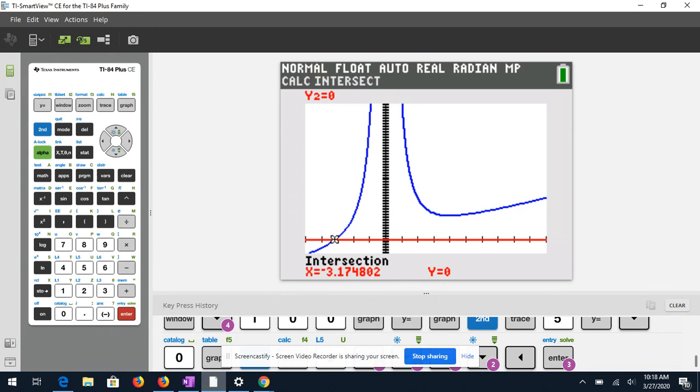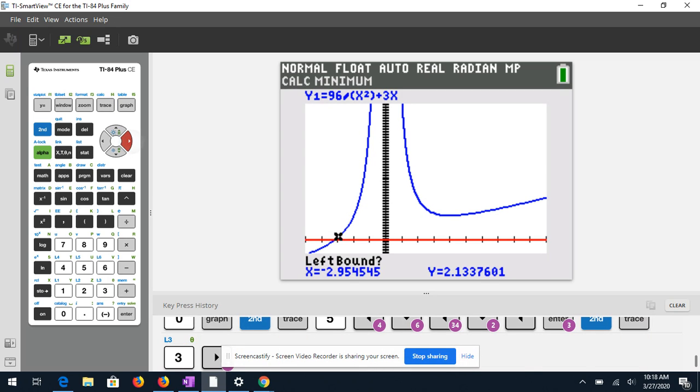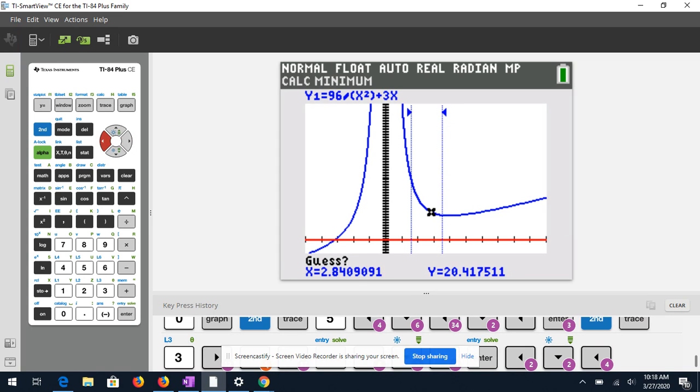So if I go back to my calculator, what I can do is go to second trace number 3 for minimum. And now I need to bring that cursor way over. Try and get it closer to that minimum point. Left bound, I just hit enter on the left-hand side of it. Right bound, I hit enter on the right-hand side. And then the guess is trying to get it as close as possible. So there are the coordinates.